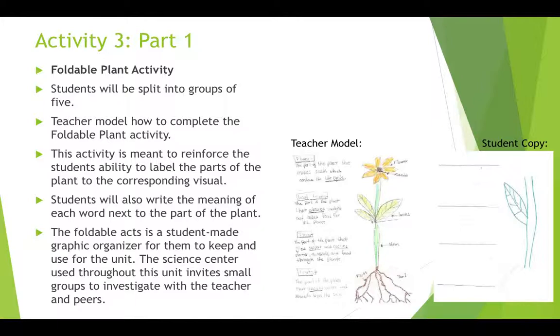The activity is meant to reinforce students' ability to label the parts of a plant to the corresponding visual. They'll write the meaning of each word next to it. The foldable acts as a student-made graphic organizer. It'll help them throughout the unit. They'll be able to keep it, and it invites them to do further investigation with the teacher and their peers.